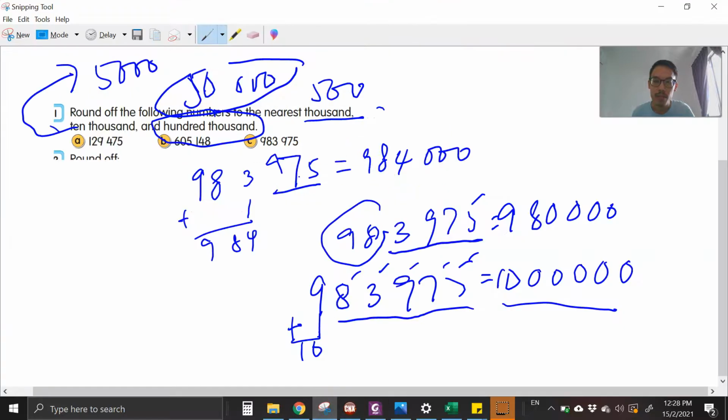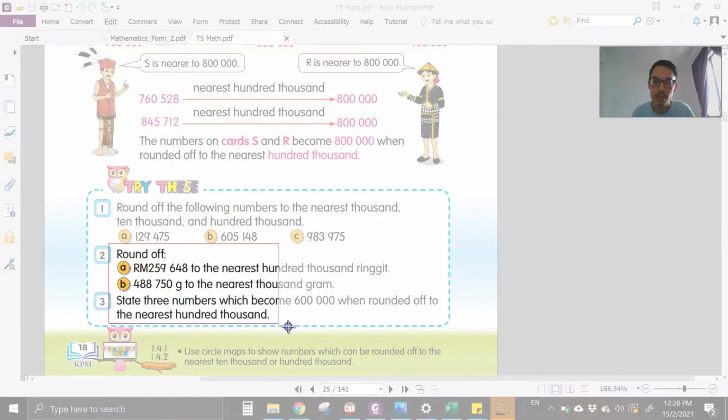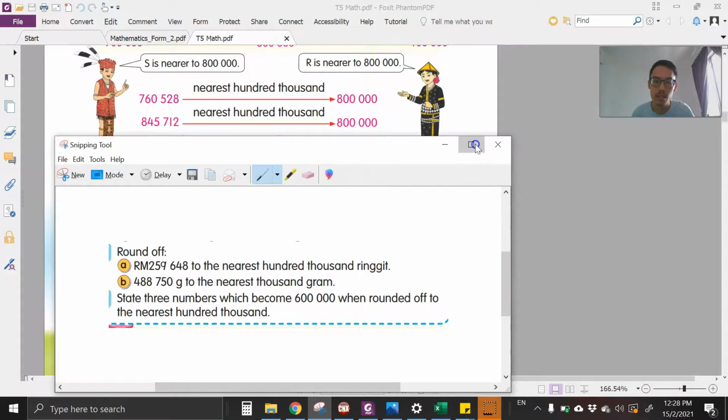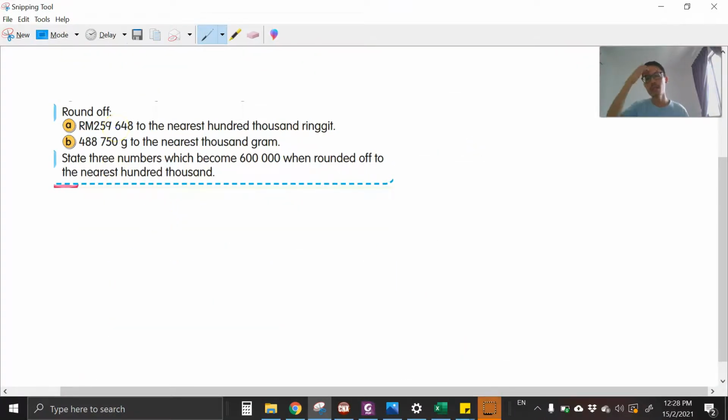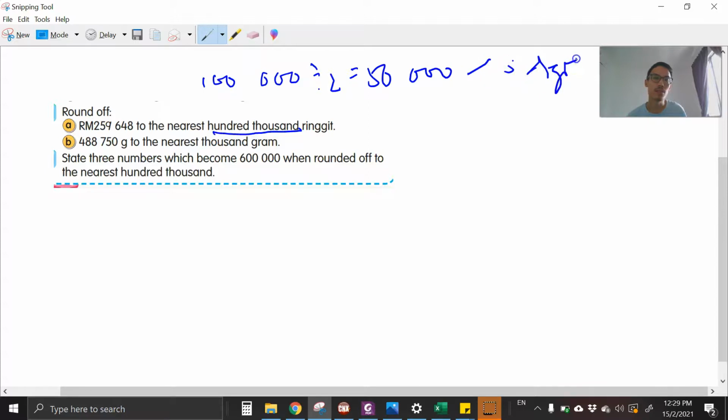Okay, for second question, same thing. Now, here, there's something different here. You are given the unit, right? You have the ringgit. So you have to write the unit ringgit. Okay, round off to the nearest 100,000 ringgit. So you write 100,000 divided by 2, you get 50,000. Same thing. 50,000, there are 5 digits. Right? Pardon my handwriting. And then you have to compare.